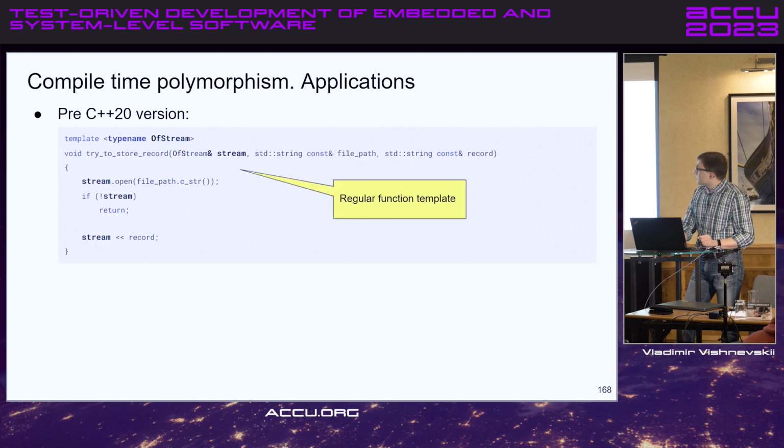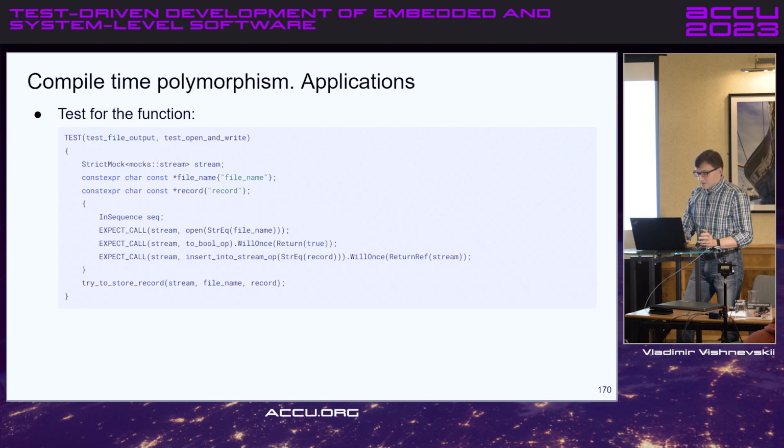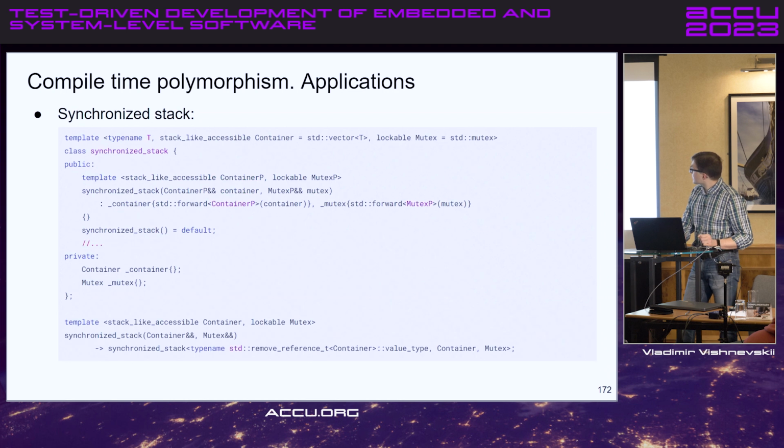We can then, the backward compatible version will just need to be dependent on the template parameter. And here what we can do is make a mock object that we can just inject instead of our stream. So for production, we are injecting the real ofstream object. For testing, we are injecting the mock. And we can verify that it was opened with the file name that was provided, that there was a check, and that there were some insertions into the stream triggered.